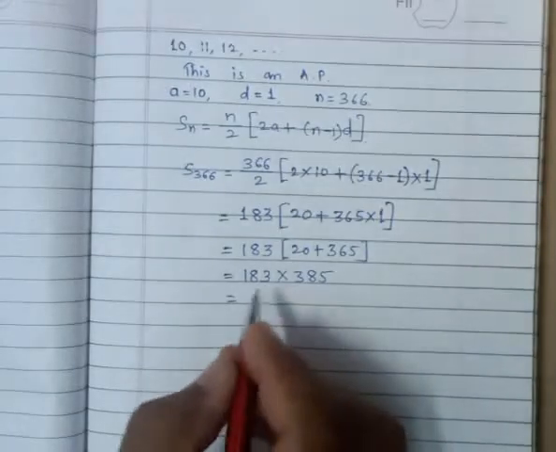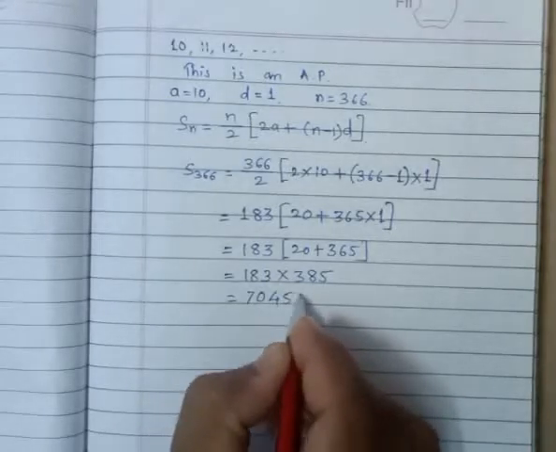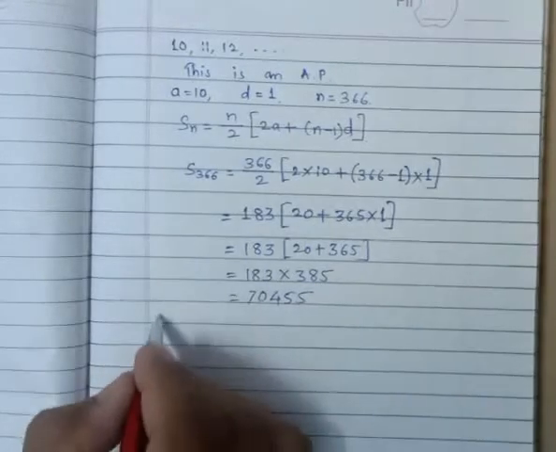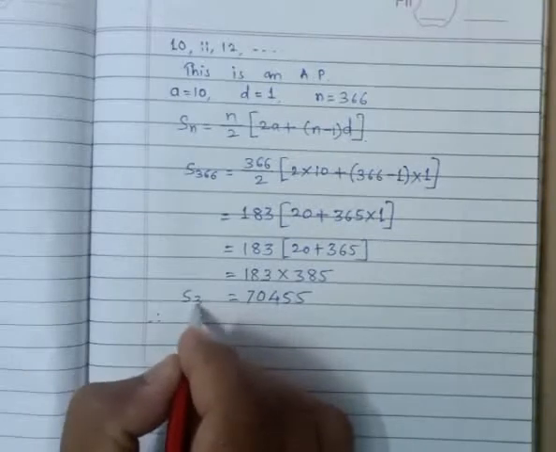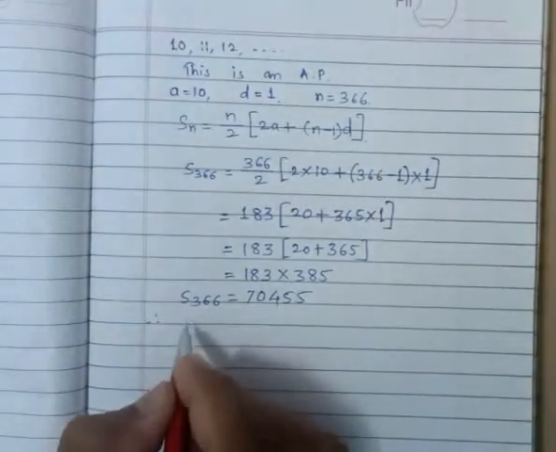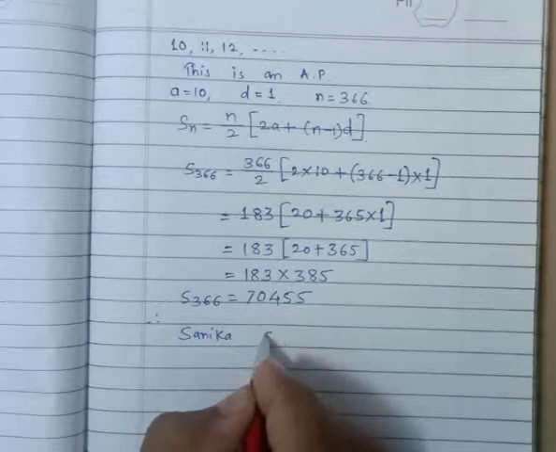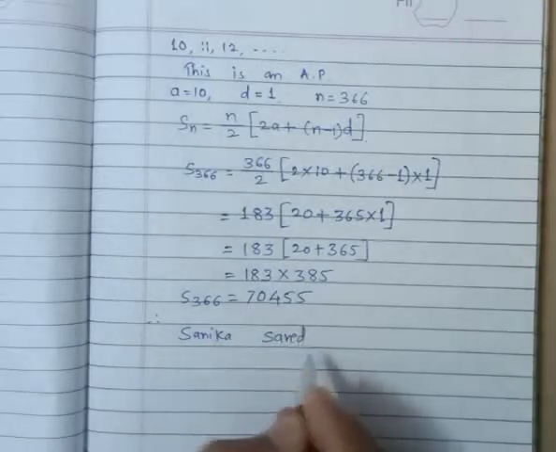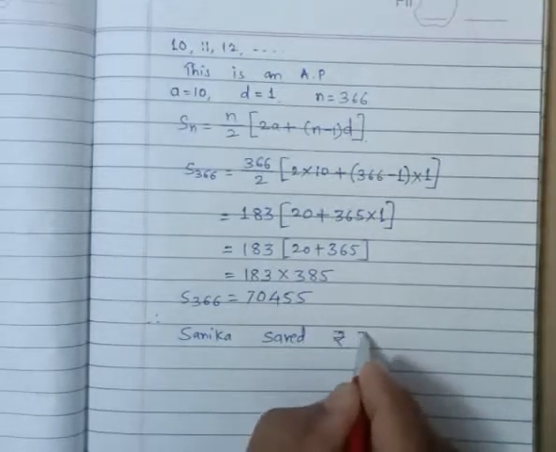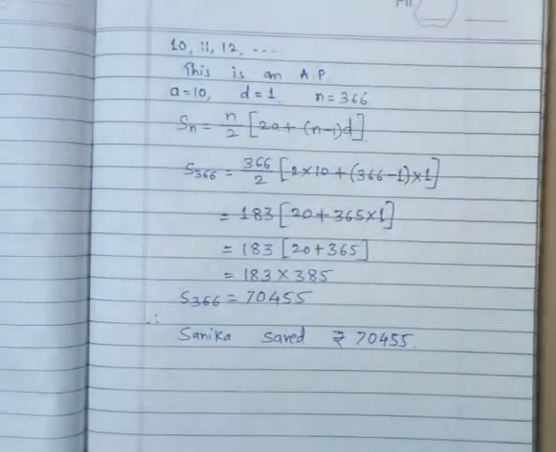Therefore, the product is 70,455. Therefore, S366 is equal to 70,455. Therefore, we say that Sanika saved rupees 70,455. In this way, we solve this example.